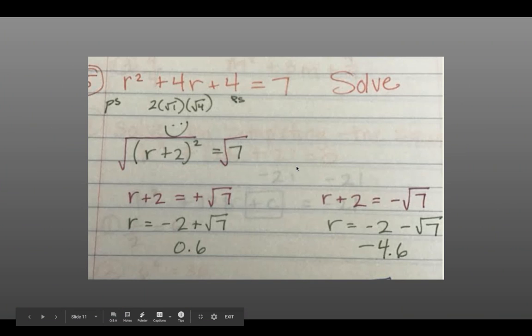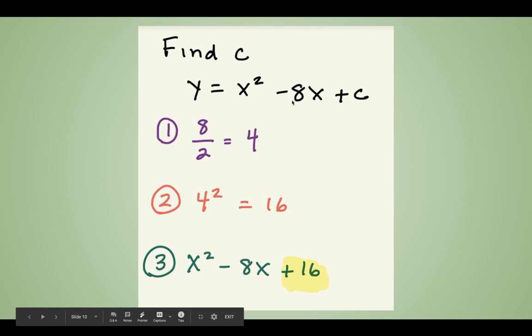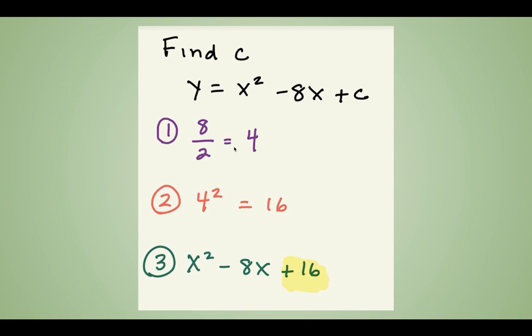I asked you to solve for c. You take half of the b term, square your answer, that becomes your c.